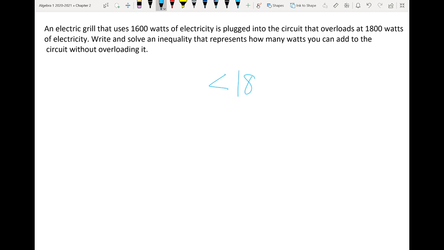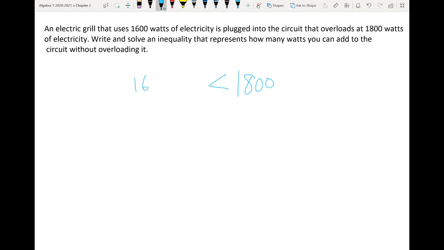So, how do we set this up? Well, there's going to be a total wattage that we have to stay under, right? So we have to stay less than the 1,800 watts. If we exceed that, it will overload the circuit and it will actually burn it out, or you can burn out your appliance. It just depends on how your wiring is set up, if you have something that will break that circuit.